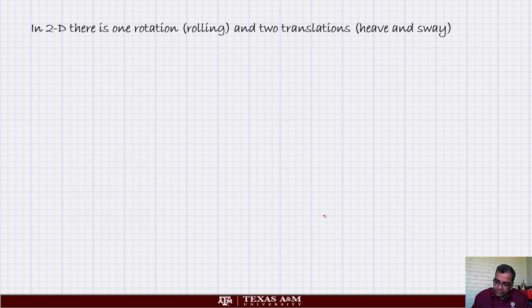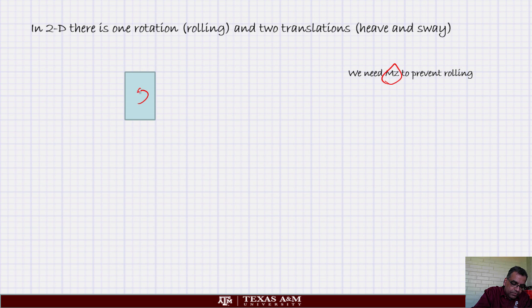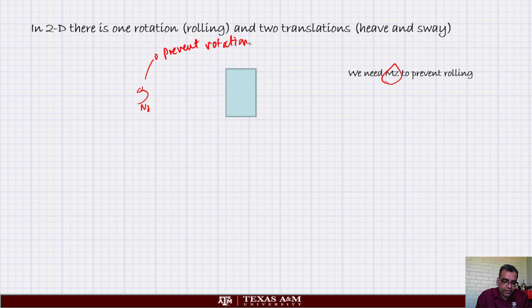So in 2 dimensions, if you look at a body, you can see it can rotate. I showed this rectangle rotating, and we need to prevent the rolling by applying a torque mz. If I want to prevent it from rotating like what it did, I have to apply a torque mz, that is torque around this direction. So this is required to prevent rotation. Okay, but if you prevent just that, it can do that. See, it's not rotating, right? It's translating. So to prevent that, I have to apply a force Fx.